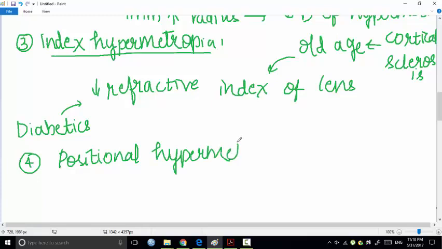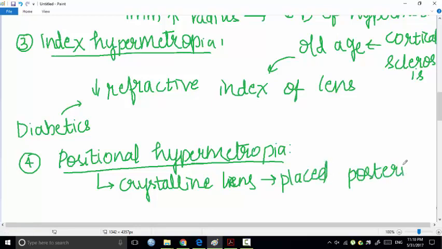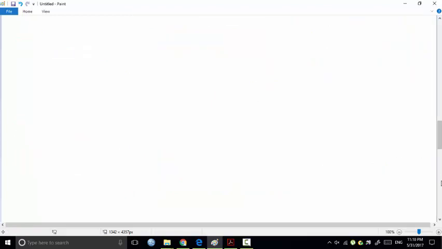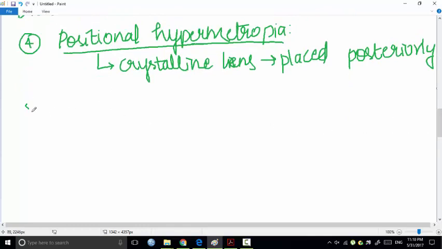Then the fourth type of etiological factor is positional hypermetropia. Here, as the name suggests, there is a change in position of the lens. What happens? The crystalline lens which is present in our eye is placed posteriorly in positional hypermetropia.